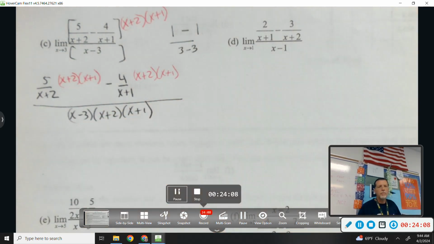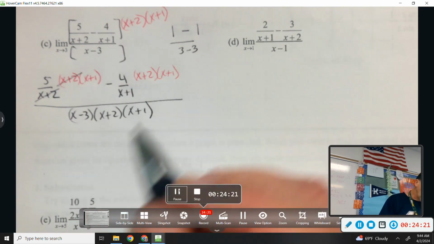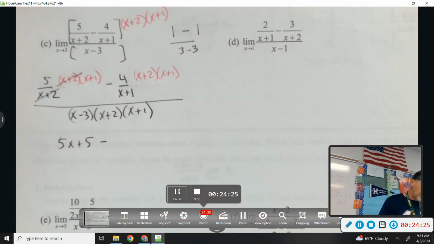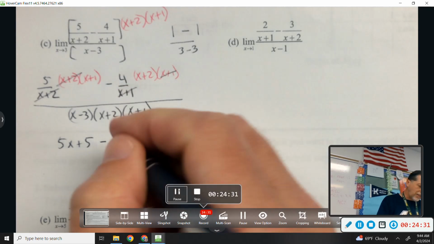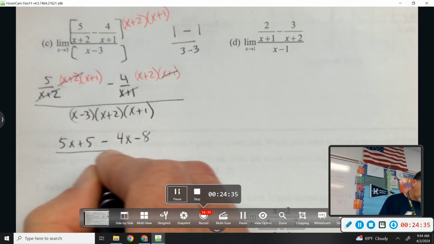So I put x plus 2 times x plus 1 on everybody. Again, some of you are going to skip this step after we've done 1 or 2 of these. So on the first term, the x plus 2's cancel, and that leaves me with 5x plus 5. On the second term, the x plus 1's cancel. Let's be careful with that negative. So negative 4x minus 8 all over.